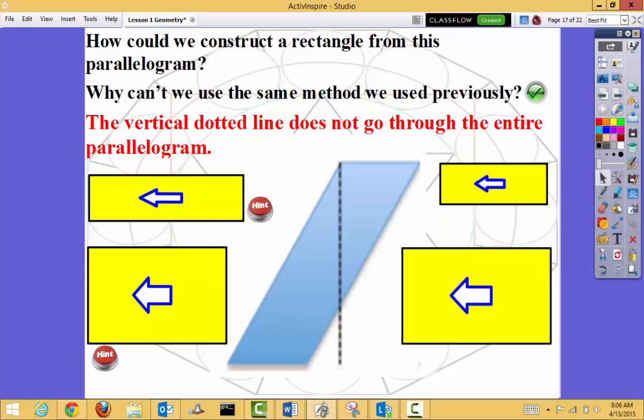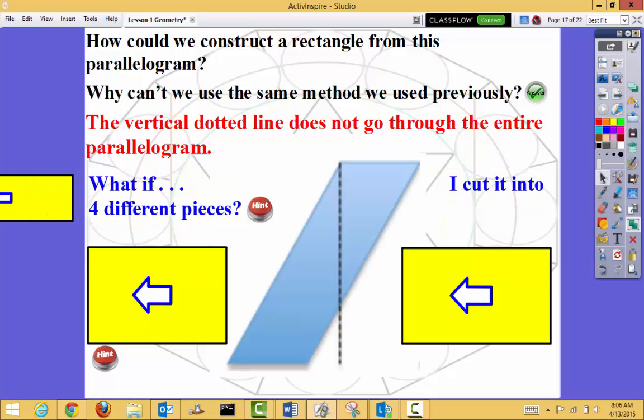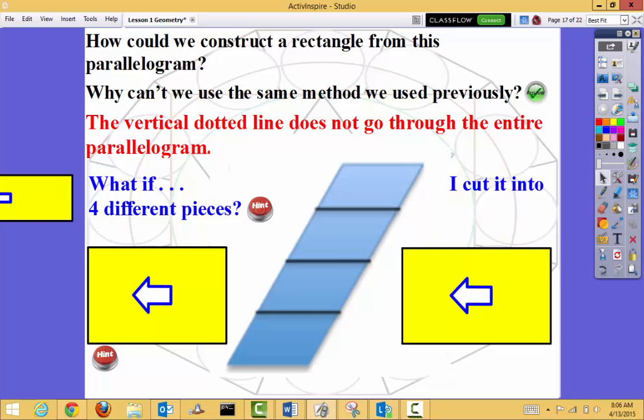So let's put our brains together. And let's look at this. What if I cut this parallelogram into 4 different equal pieces? What would that look like? Well, it might look like this. See if you can figure out what I might want to do next.